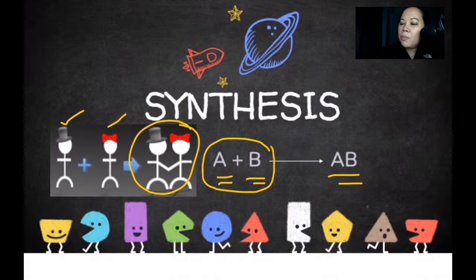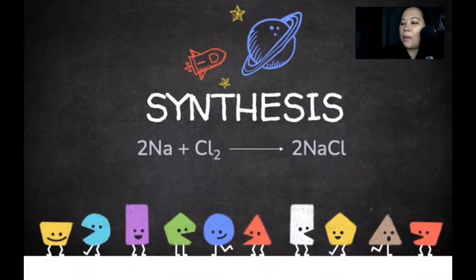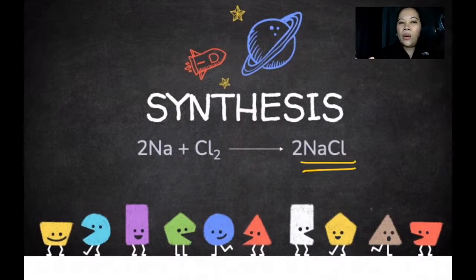By the way, this part of the reaction is what we call reactants, and the other side are what we call products. Okay, so reactant is on the left side and the product is on the right side. So synthesis means getting together. So A plus B will give you AB. For example, you have Na, sodium, plus chlorine or your chloride will give you sodium chloride. So a sodium and a chloride or a chlorine getting together forms sodium chloride. So that is an example of synthesis. Okay.